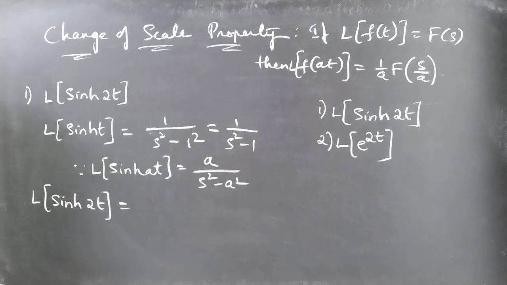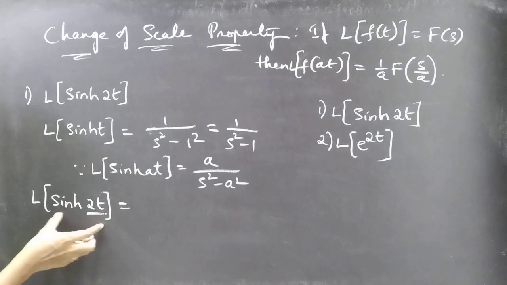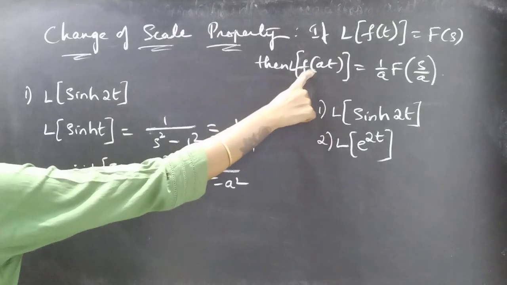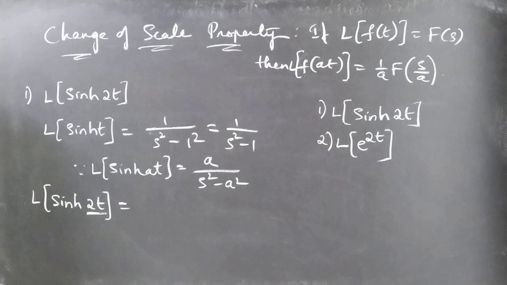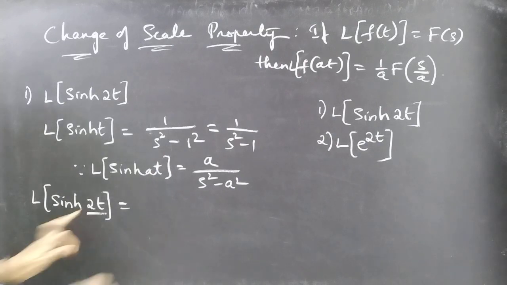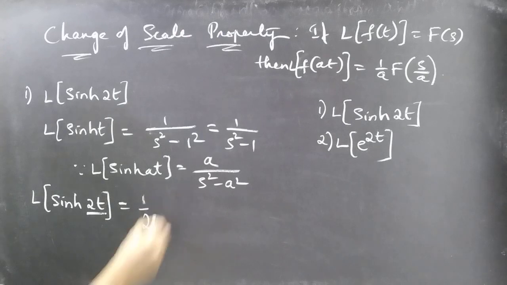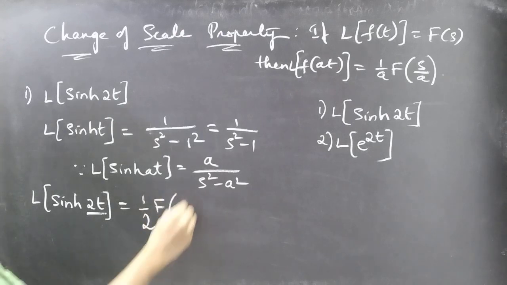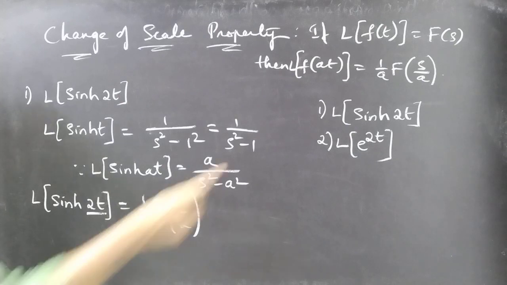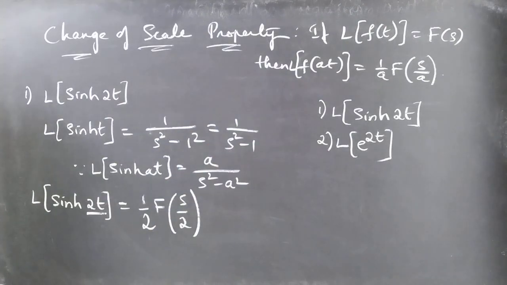This is equal to, here we are having 2t, right? Just compare sin h 2t with L of f of at, that is for a equal to 2, you will get 1 by 2 into f of s by 2. Okay, we'll just apply this formula.